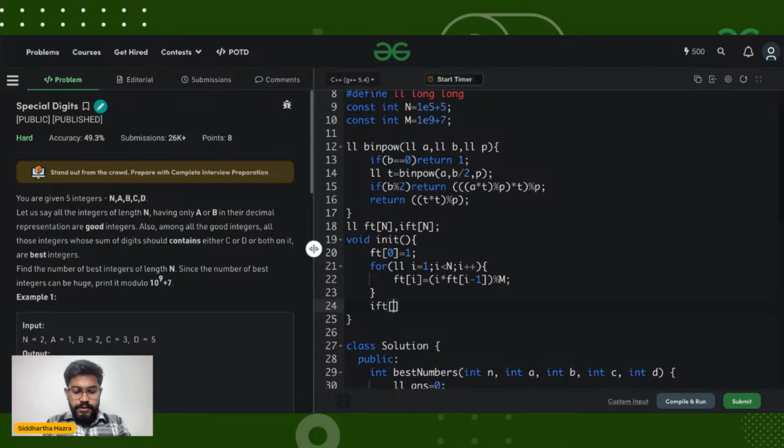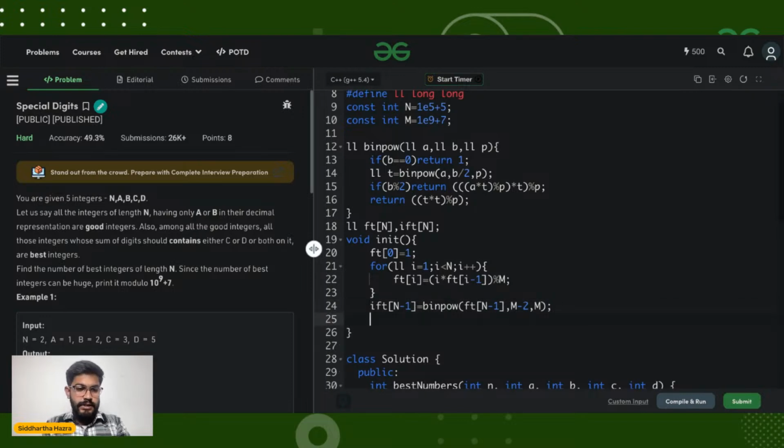IFT of n minus 1 is equal to bin pow of factorial of n minus 1 to the power m minus 2, modulo m. So a inverse factorial is equal to that value to the power m minus 2. That is why we are doing that. We are just doing it explicitly from the last.